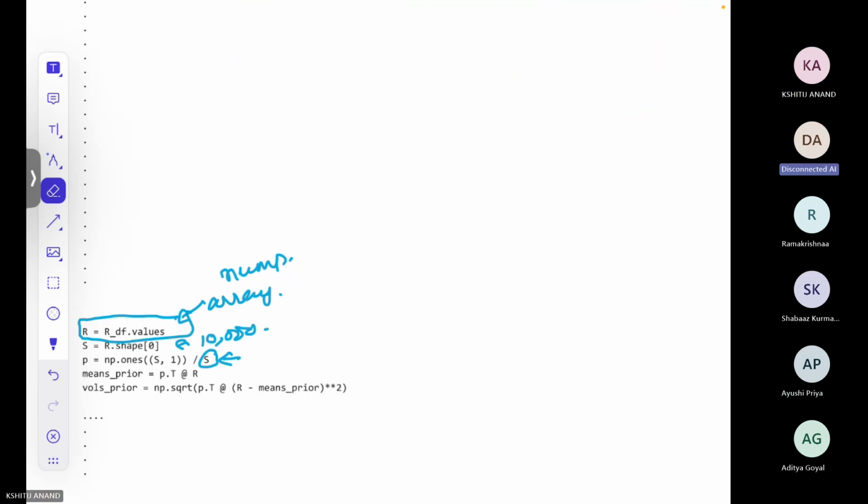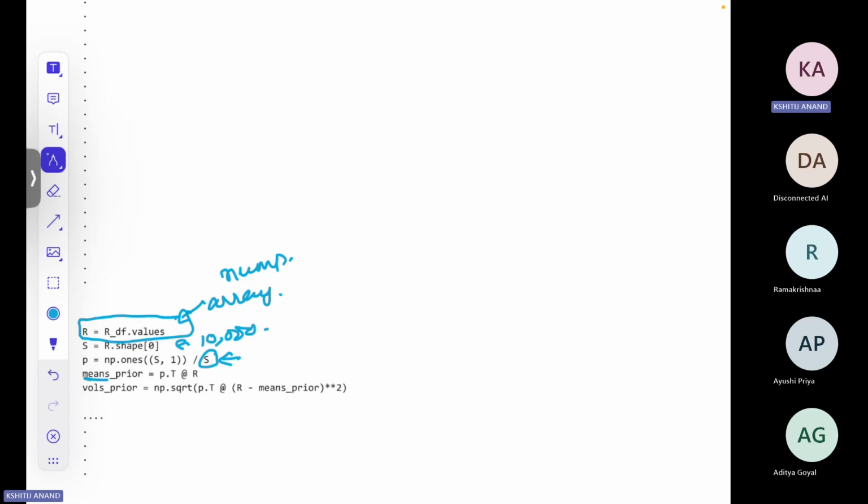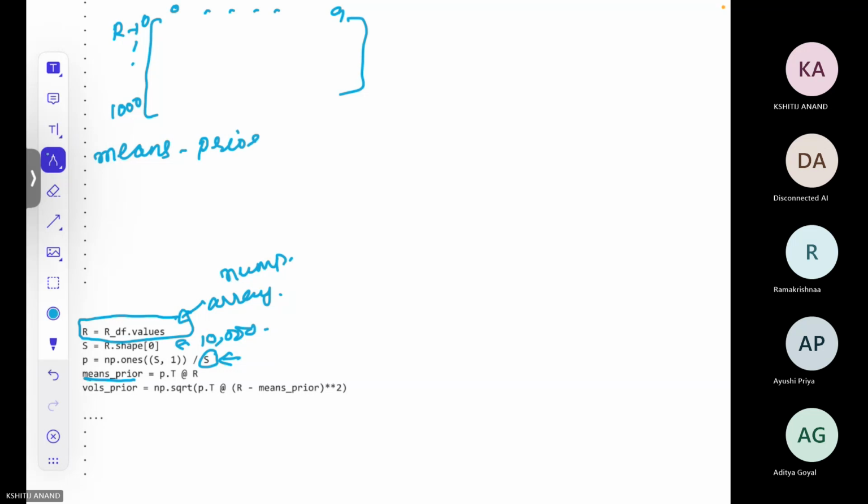Yes, sir. Now means prior. Okay. So what is means prior? It is telling you what is the prior return of one asset. So basically, see, R was having like this, right? 10,000 different scenarios for each asset, 0 to 9. Now means prior will be giving you one return for every asset.